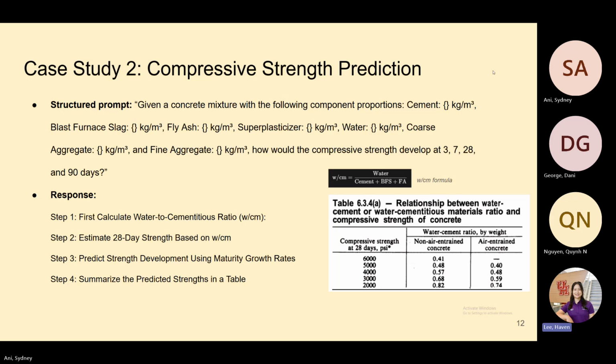The second use case is predicting compressive strength over curing time. By providing a specific concrete mixture, we asked ChatGPT how the compressive strength will develop over time. ChatGPT follows 4 steps, starting with calculating the water to cementitious ratio, estimating the 28-day strength, and then predicting strength development using maturity growth rates.